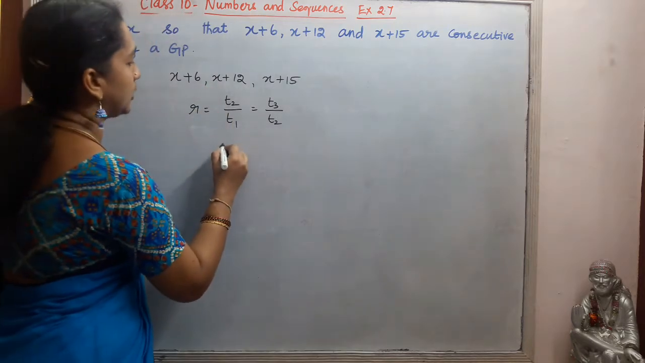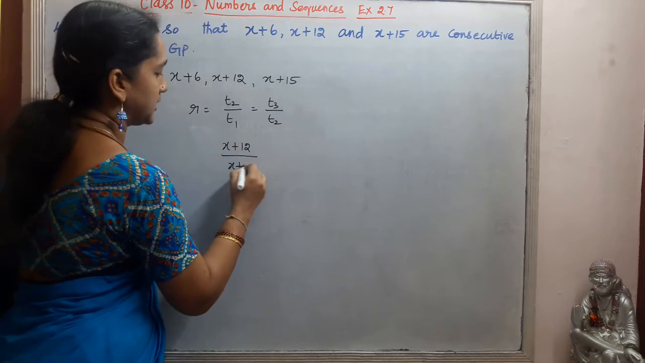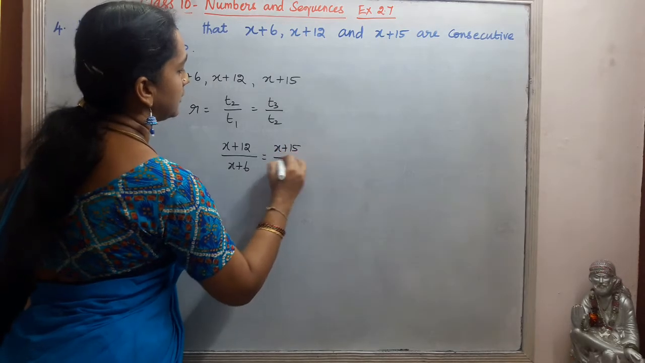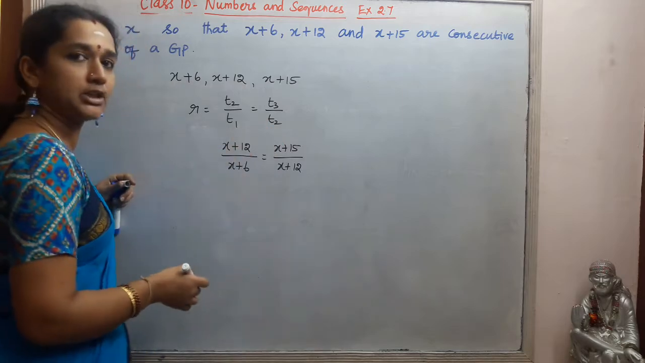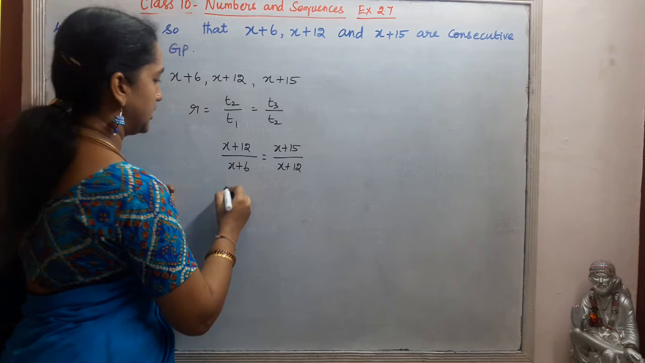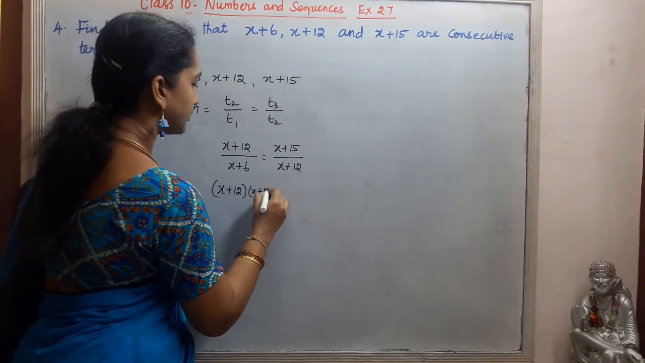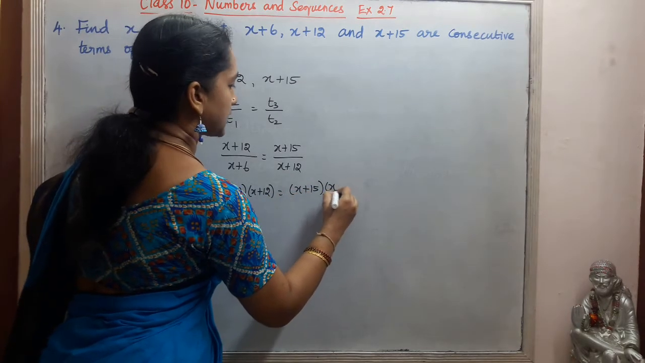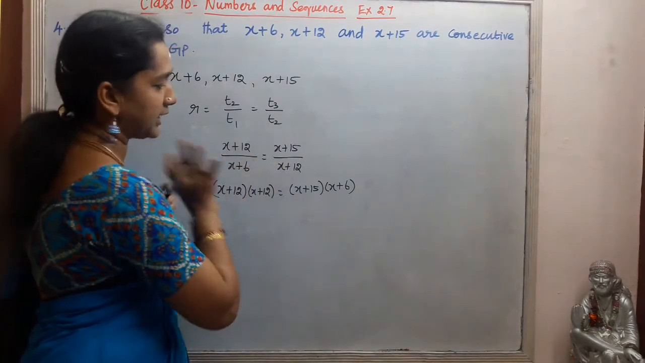Okay. So T2 is X plus 12 by T1 is X plus 6 is equal to T3 is X plus 15 by T2 is X plus 12. Now we will simplify this to find the value of X. That only we are asked to find in the question. So X plus 12 into X plus 12 is equal to X plus 15 into X plus 6. We are cross multiplying this, that's all.